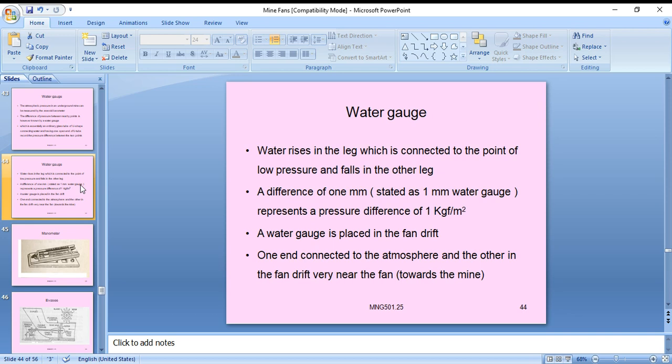The water gauge is placed in the fan drift. Mostly water gauges are placed in the fan drift, not outside. One end is connected to the atmosphere and the other end to the fan drift. One leg goes to the atmospheric air, which is the standard atmospheric pressure, since air always has atmospheric pressure. The other end is very near the fan towards the mine. As per this, the pressure can be calculated.